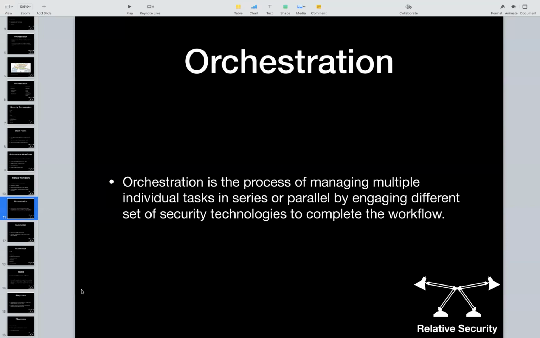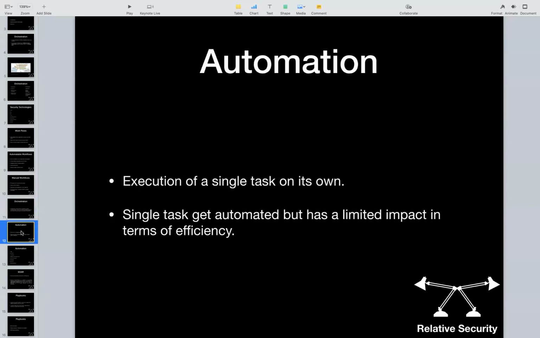Now we will move toward the automation part. What's the difference between an automation and orchestration? Because they are more or less doing the same thing. But when we are talking about automation, it is execution of a single task on its own. Let's say whenever I have an IOC, I need this to be checked within the threat intelligence platform. If I'm doing this one particular single task repetitively, that is the automation. This one has a limited impact in terms of efficiency and productivity, because one single task done separately is not going to make much of a difference.